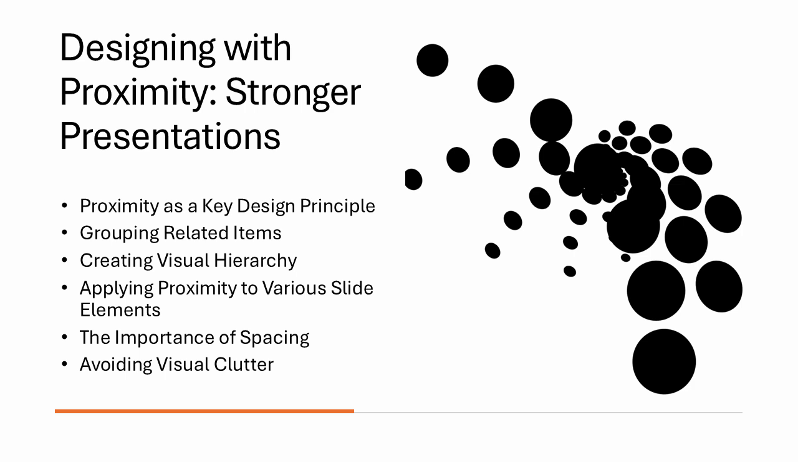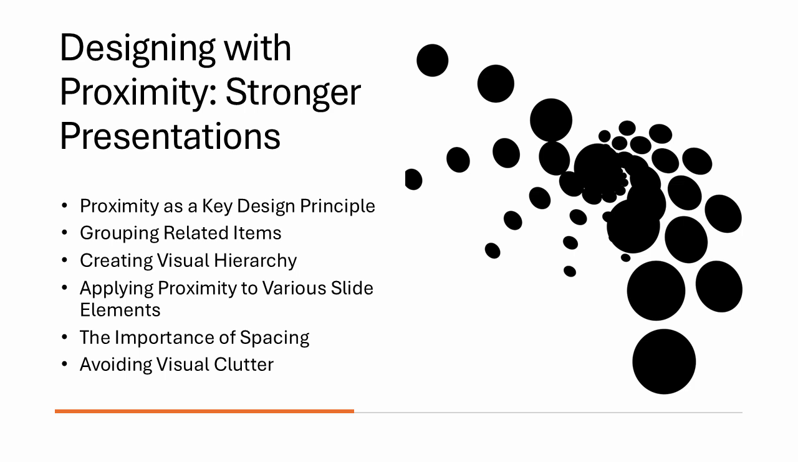Got it. What about other elements on a slide, though? Like bullet points or images. Bullet points are a classic example where proximity can make a huge difference. First, resist the urge to cram everything together. Give those bullet points some space to breathe. So more white space. White space is your friend. It's strategic. It helps guide the eye and prevent things from feeling cluttered.